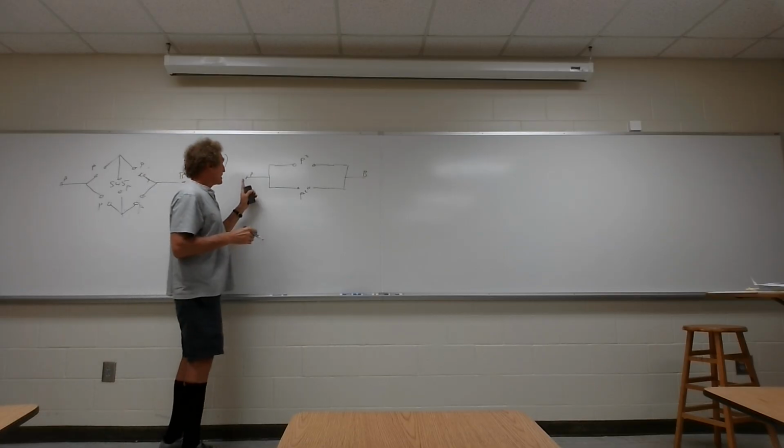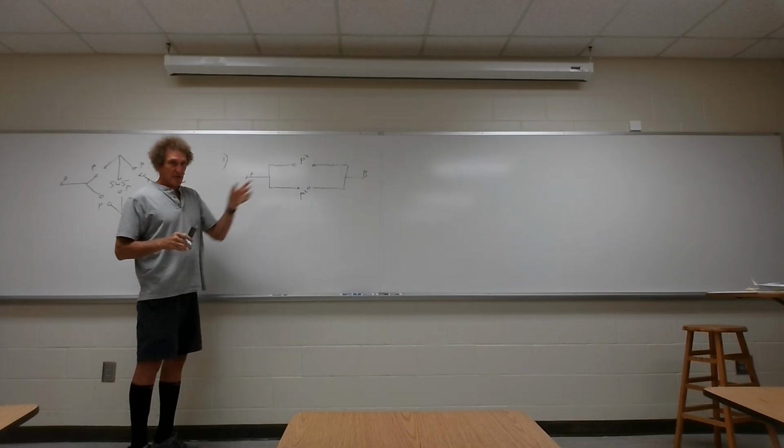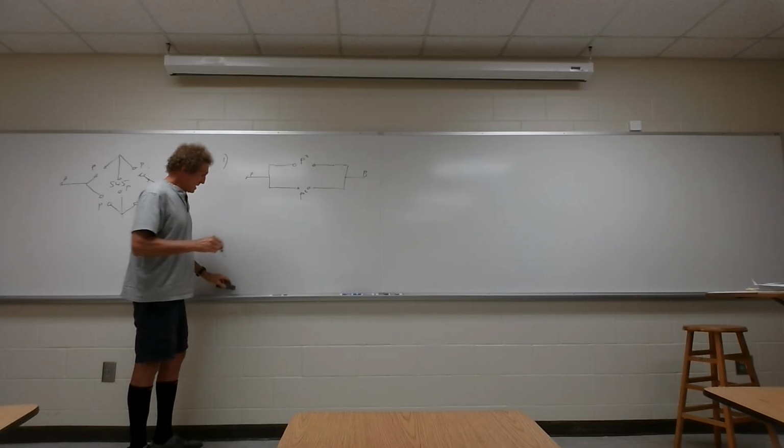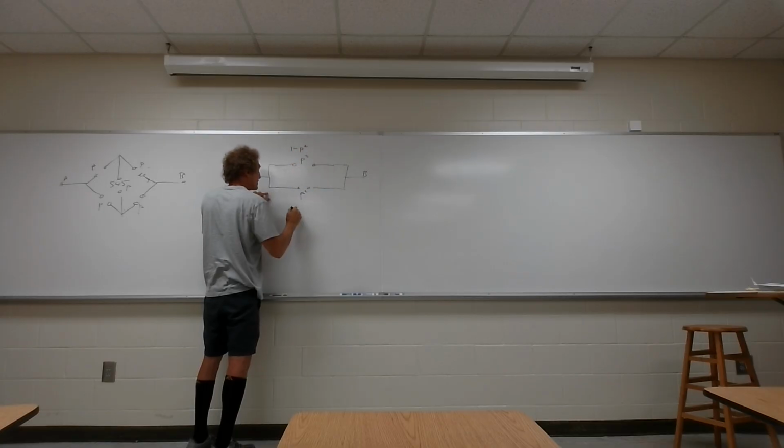Now, the probability of this working is really 1 minus the probability of it not working. Does everybody follow me on that? So now up here, I'm going to say the probability of it not working is 1 minus p squared. Down here, it's 1 minus p squared.